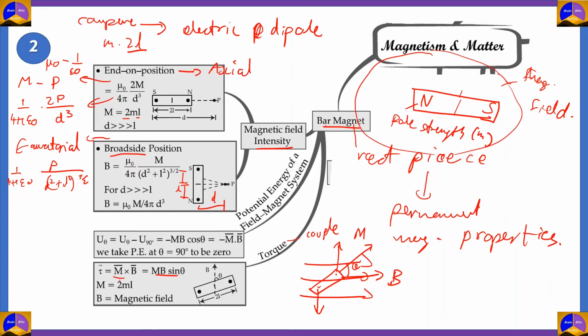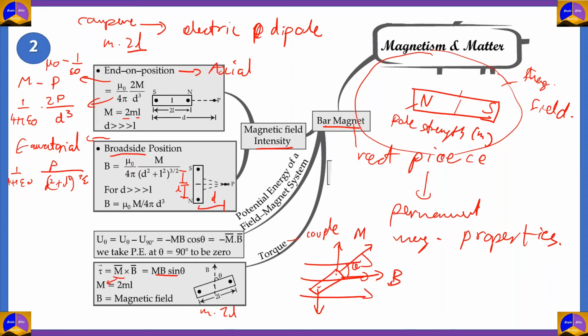Once again, the magnetic moment here can be represented as m times 2L, which is pole strength times the magnetic length. And B here represents the magnetic field in which the bar magnet is present. So this is how we can find torque.